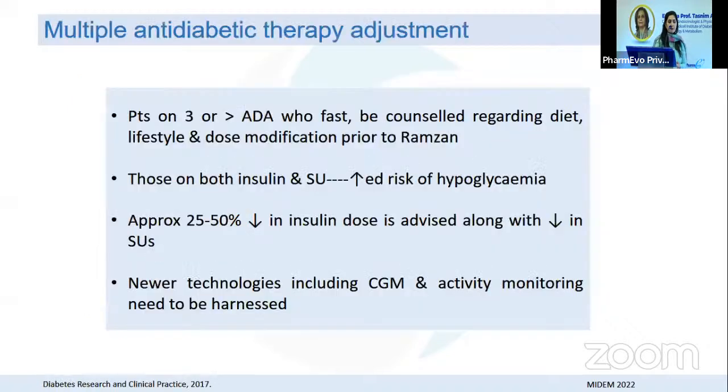If a patient is on 3 or more anti-diabetic agents during fasting, they should be counseled regarding diet, lifestyle, and dose modification. Those on both insulin and sulfonylurea are at high risk of hypoglycemia, and dose reduction should be advocated. With newer technologies, we now have the availability of FreeStyle Libre, through which CGM monitoring can be done. So patients who can afford and have access to these technologies should be advised to use them for healthy and safe fasting.